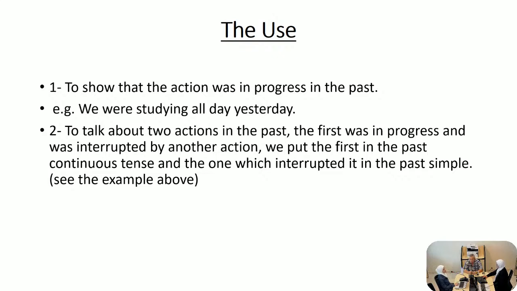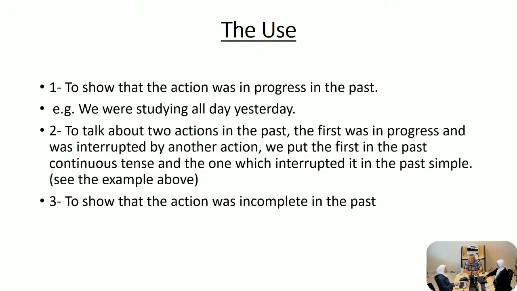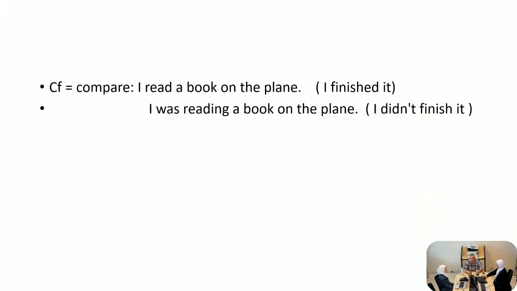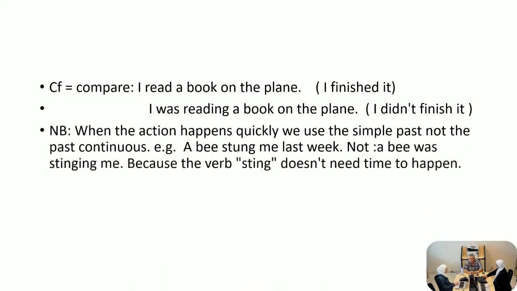To show that the action was incomplete, always incomplete actions should be in the progressive. If it is present, present progressive. If it is past, past progressive. Future, future progressive, and so on. Let's compare. I read a book on the plane means I finished it. I was reading a book on the plane means I didn't finish it.